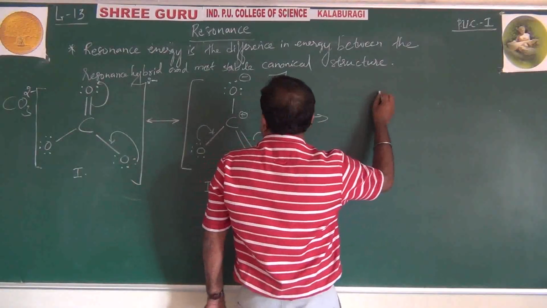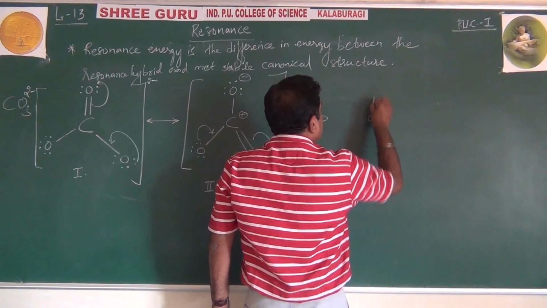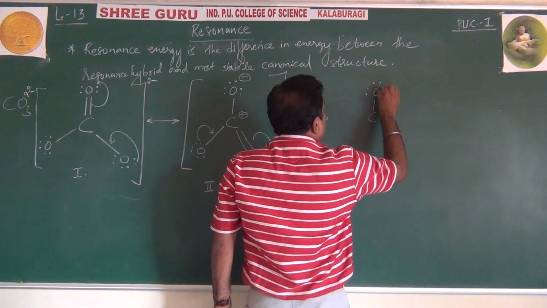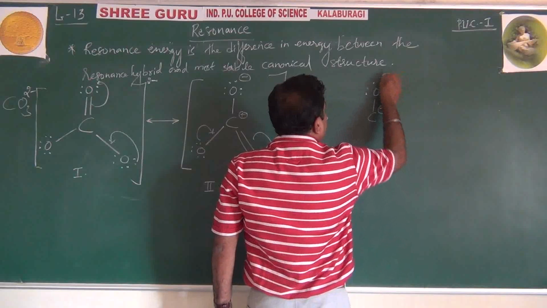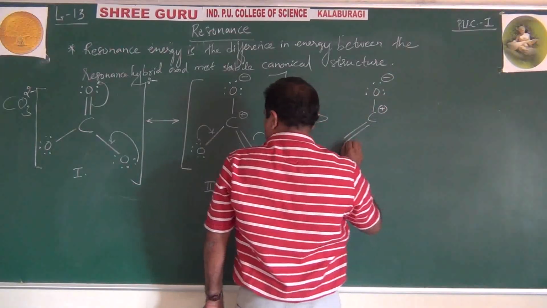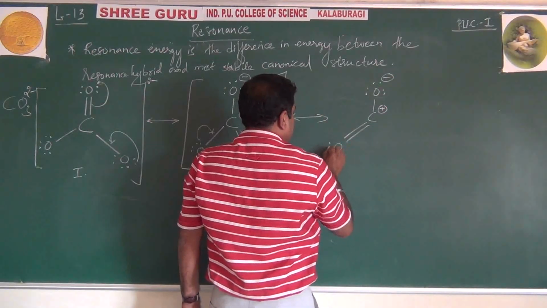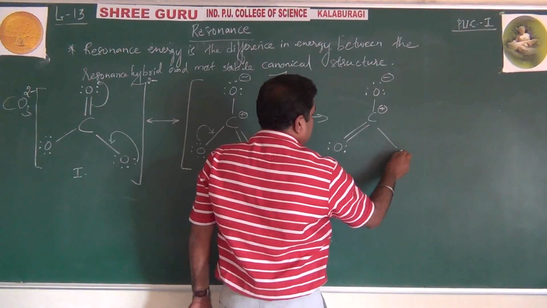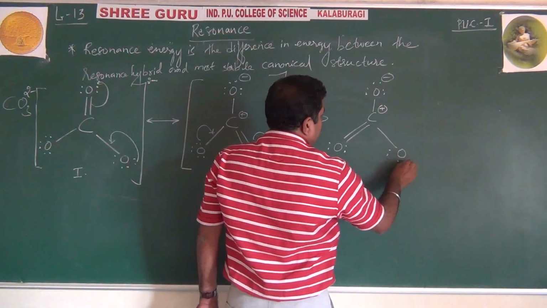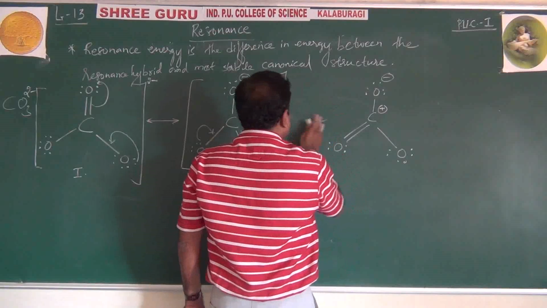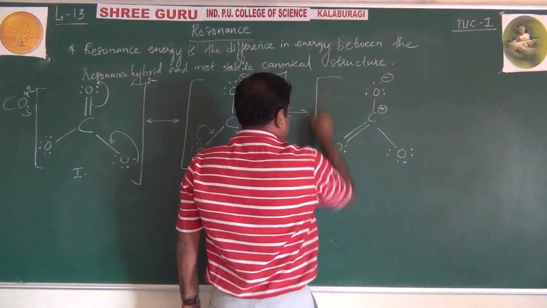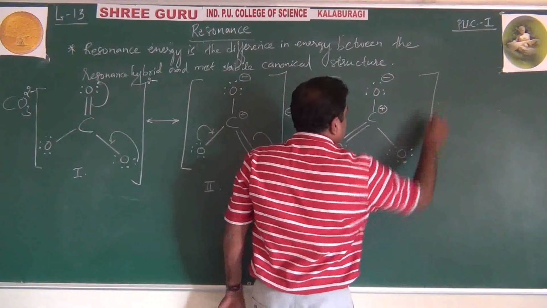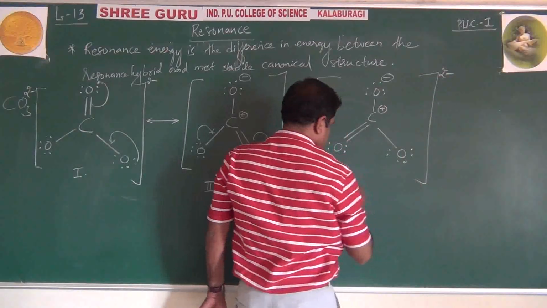So the third resonance structure is what? See, O, positive, negative, and here a double bond, and here 2, 4, and it's a single bond, 2, 4, 6, over and out. Okay, this is how we can write CO3 2 minus. This is the third resonance structure.